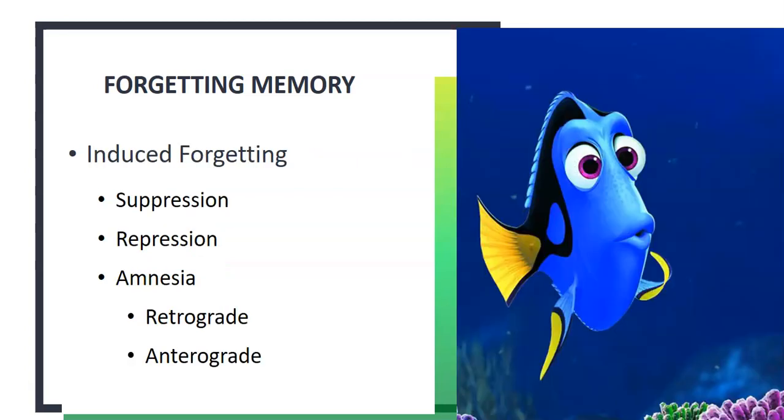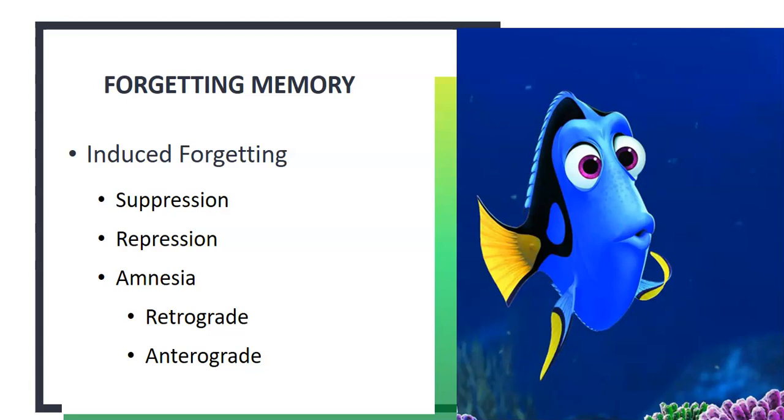We also have induced forgetting that is caused either by a traumatic event or a physically traumatic event. Suppression is a conscious attempt to forget information. It's basically saying, I don't want to think about this now, tomorrow is a new day. You know that the event is being forgotten, you're just simply choosing not to think about it.